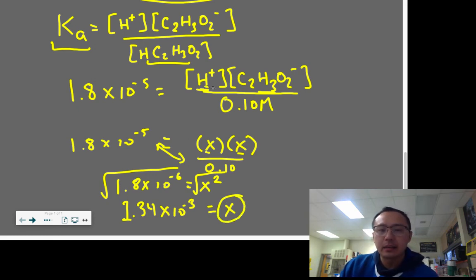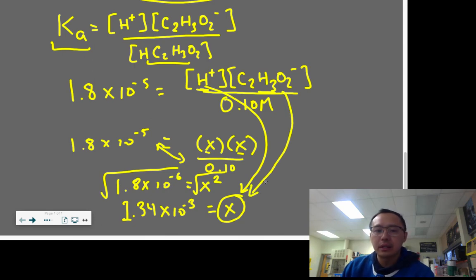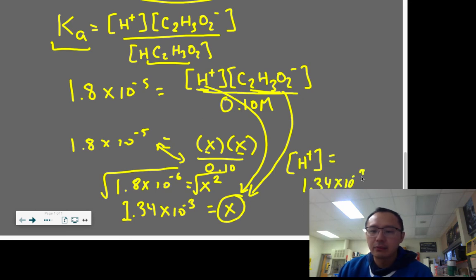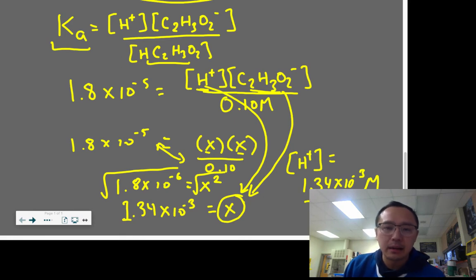Well, x can represent the hydrogen ion concentration, or this C2H3O2 negative concentration as well. Since we don't care about this one, we're just going to say that the X is my hydrogen ion, which is my answer of 1.34 times 10 to the negative 3 molar. So that's how you solve for a weak acid calculation, throwing in an unknown X into your equation.